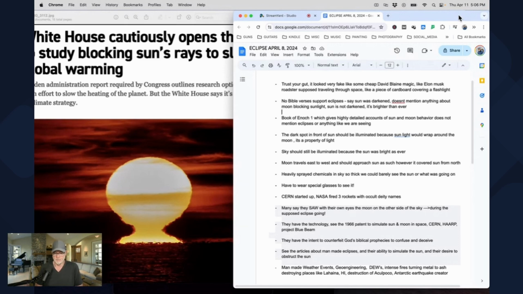So we have that. Then we have this particular supposed eclipse. It didn't look natural, didn't look organic, didn't look like something God would do to me. They were spraying chemicals all day long, very thick chemical spray all around the world. Everyone reported that. You could barely see through the sky to even see what's going on behind all the thick chemical spray. Why would they do that? Would God, if he was creating an eclipse like he described in the Bible, have the need for chemical spray to be able to darken the sun?